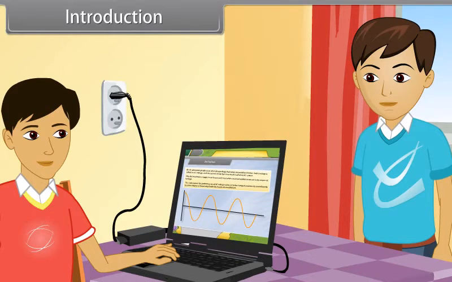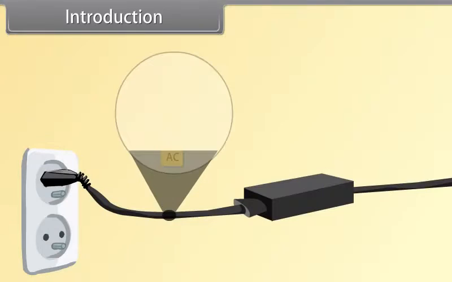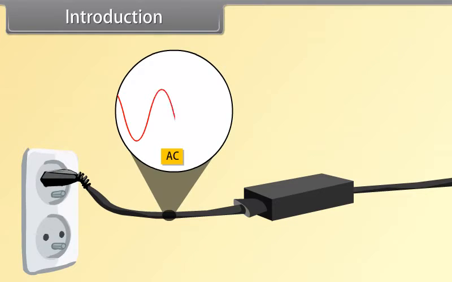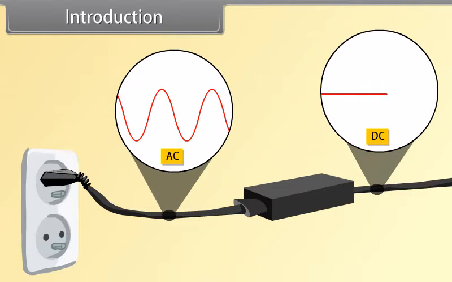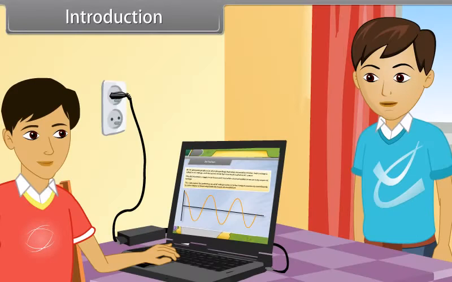Okay, let me tell you that laptops and many appliances work on DC voltage. When the charger is plugged into the AC supply, the charger converts the AC voltage into DC voltage, so that the appliances can work smoothly. Okay, I got it. It's interesting. Tell me more about it.